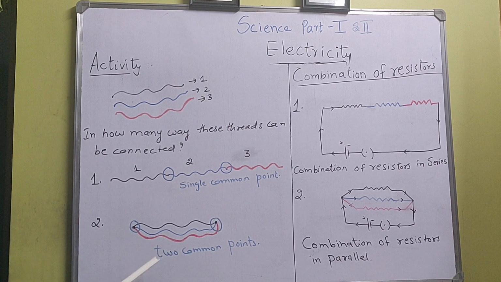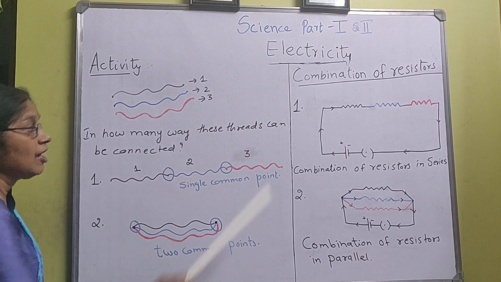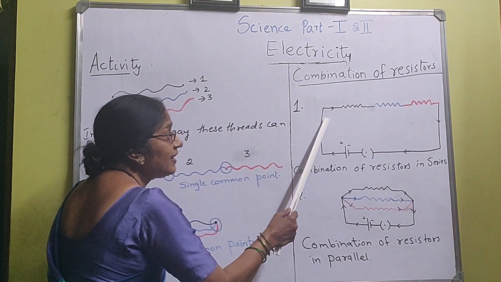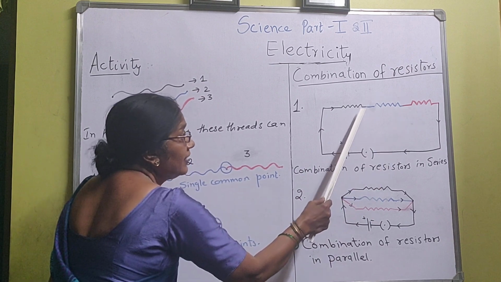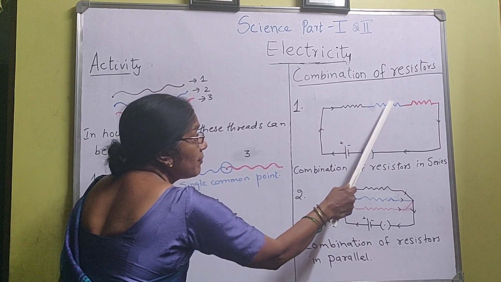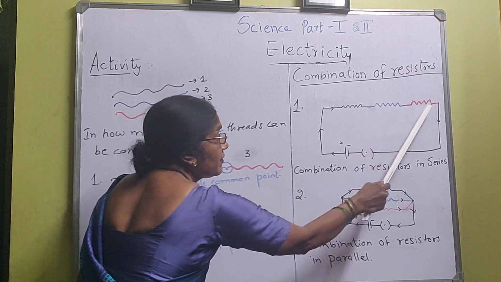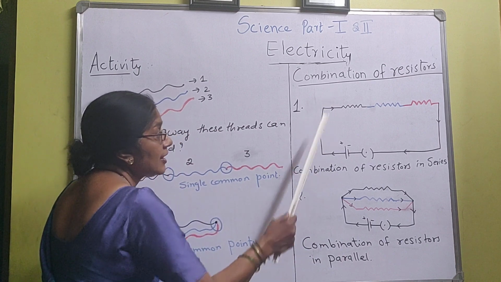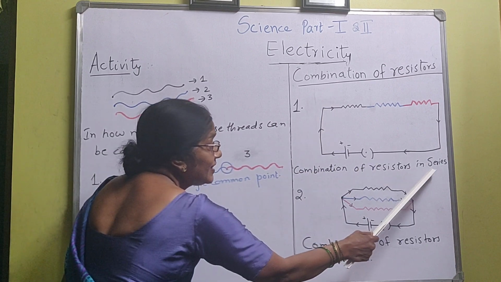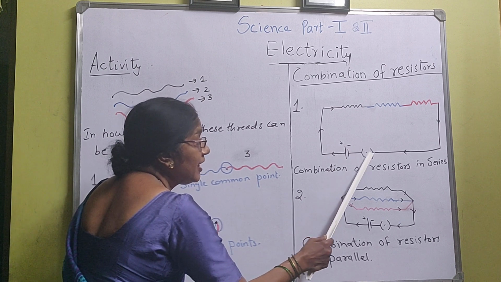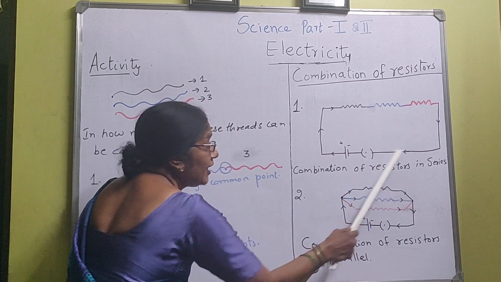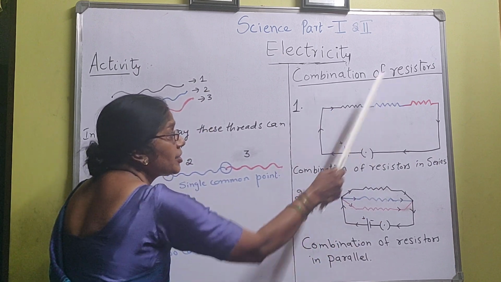In the same way, when we take an electric circuit and connect a number of resistors, for example, here you can see 3 resistors, 1, 2 and 3. Resistor number 1 is connected with resistor number 2 with a single point, and resistor number 2 is connected with resistor number 3 with a single point. This type of connection we call a combination of resistors in series. You can see a battery and a key. Positive and negative: the current flows from positive to negative. This is called a combination of resistors.